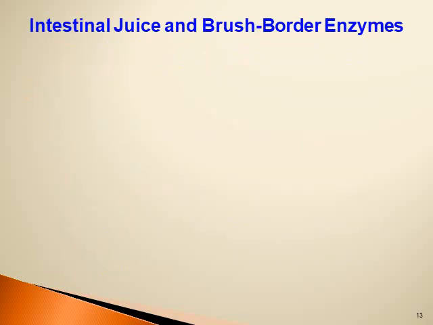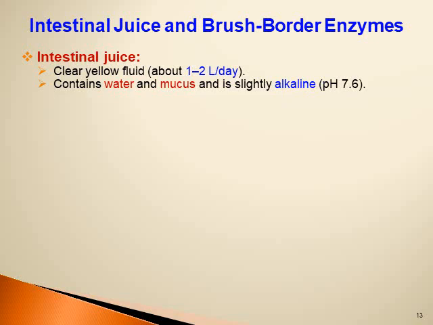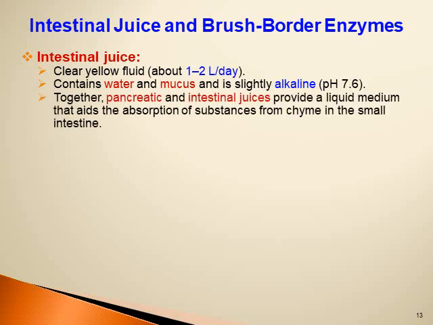Now let's talk about the intestinal juice and the brush border enzymes. The intestinal juice is a clear yellow fluid. The small intestinal glands produce around 1 to 2 liters of juice per day. It contains water, mucus, and is slightly alkaline because it contains bicarbonate. The pH is 7.6. Together, pancreatic and intestinal juices provide a liquid medium that aids the absorption of substances from chyme in the small intestine.